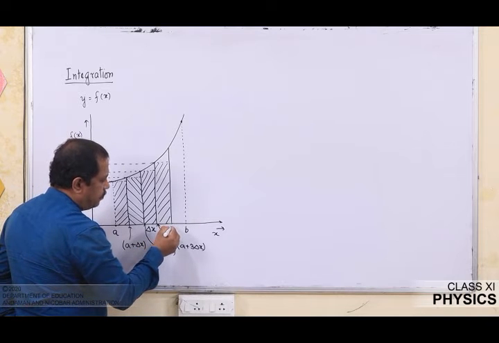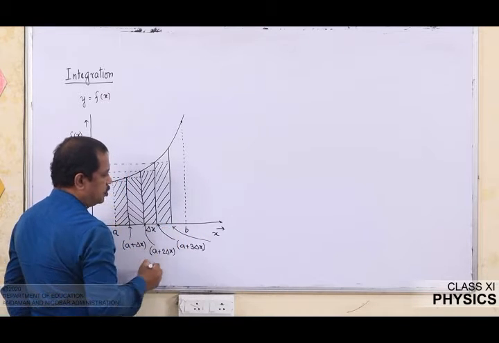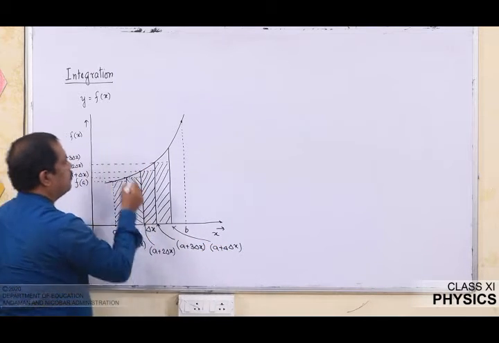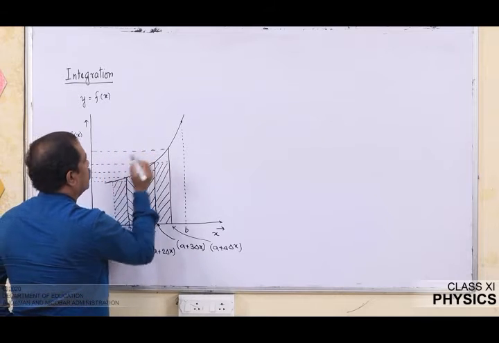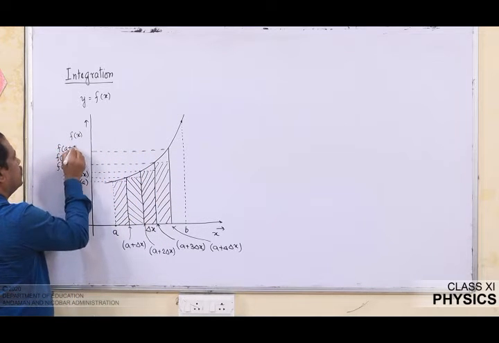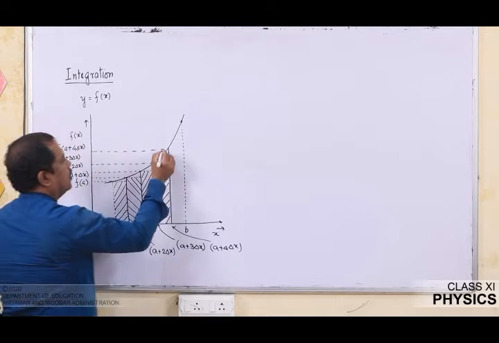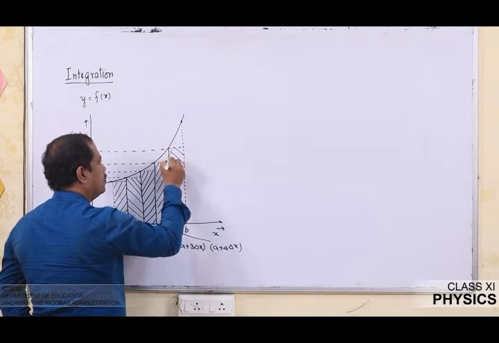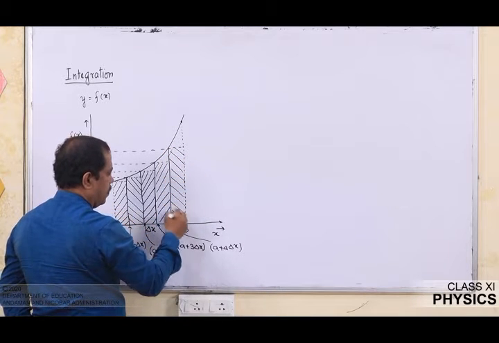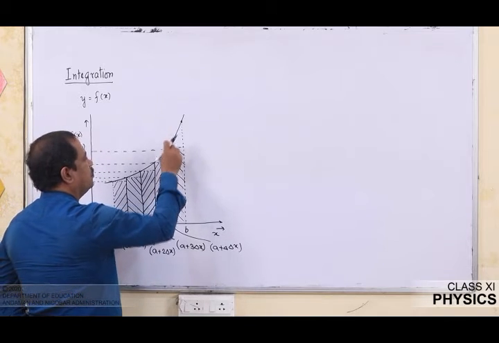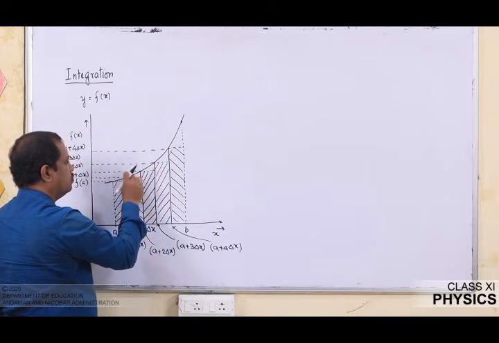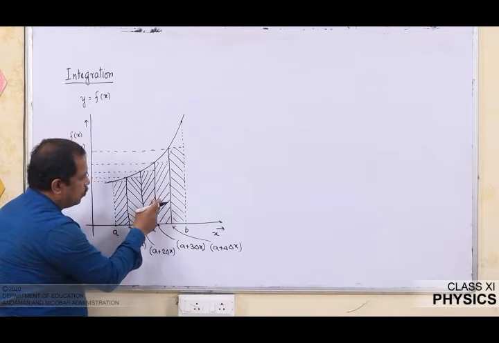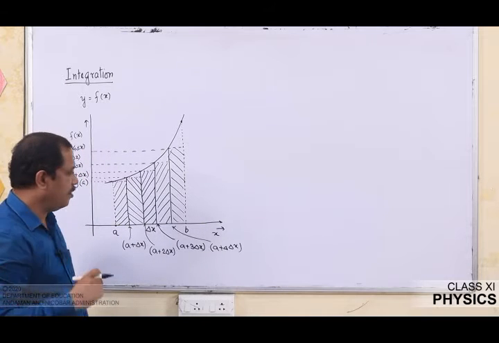Similarly, I am going to have this value a plus 4 times del x, and the corresponding value I will have here like this, f of a plus 4 times del x, and I can use the area of rectangle formula and I can calculate the area of this one. I am going to miss this area, this value, this value, this value, and this value. So if I see 1, 2, 3, 4, 5, total number of strips I have is 5.